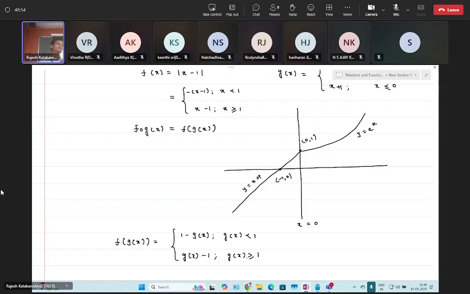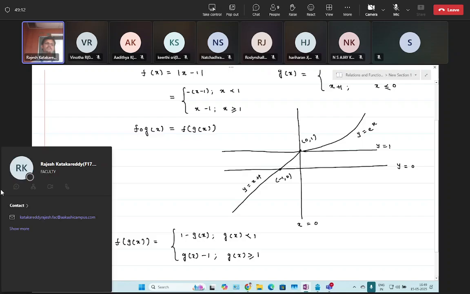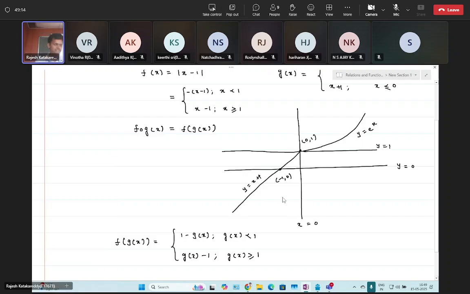This is your g of x, right? Now, this is the y equals 0 line. Now, the y equals 1 line I am drawing. This is the y equals 1 line I have drawn. Now, g of x less than 1 implies the graph of g of x lies below the y equals 1 line, right?